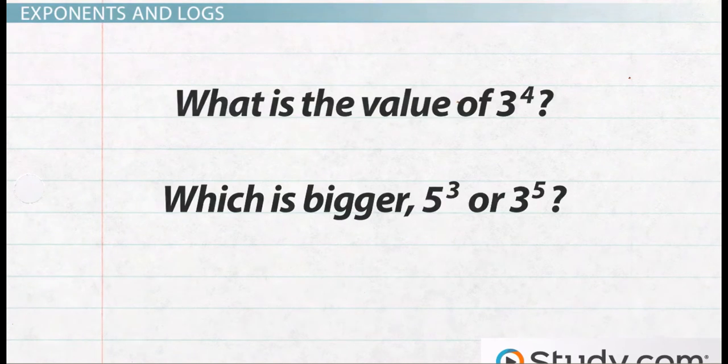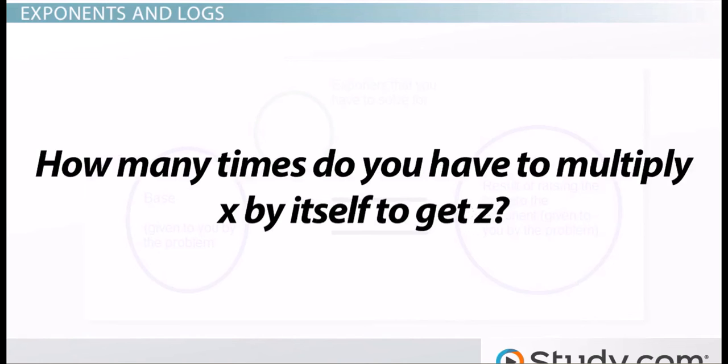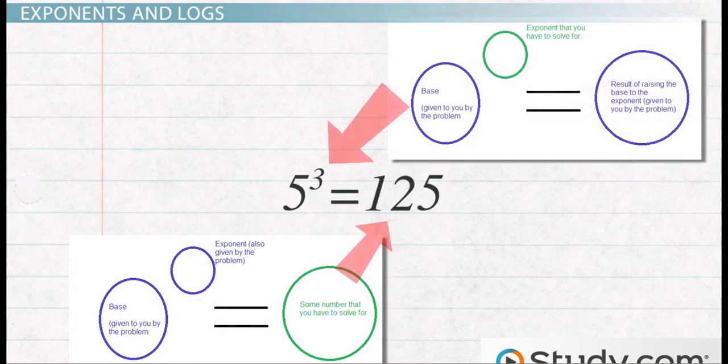But what if you looked at the equation a different way? What if you knew the base and the result, but you had to solve for the exponent? In other words, how many times do you have to multiply x by itself to get z? In both cases, the equation at work is 5 to the power of 3 equals 125. The two questions are simply asking you to find different parts of the equation.